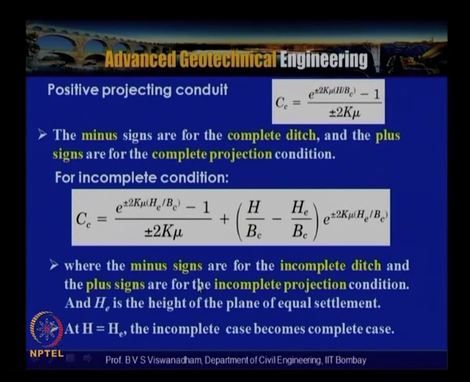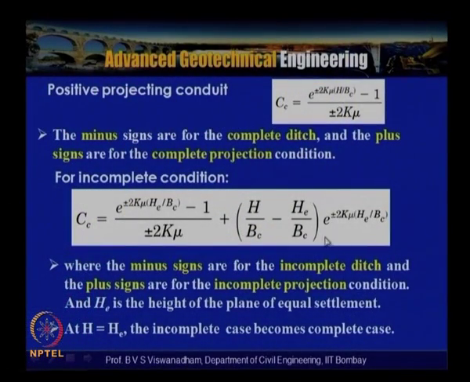Here, the minus signs are for the incomplete ditch condition and the plus signs are for the incomplete projection condition, and He is the height of the plane of equal settlement. Suppose you assume that the height of the embankment and the height of the plane of equal settlement are equal.